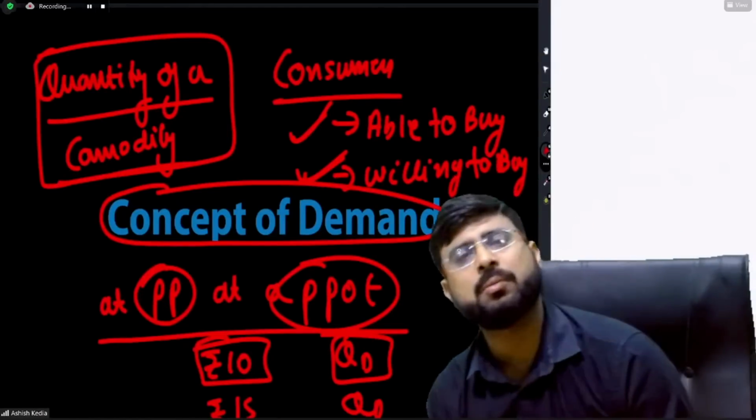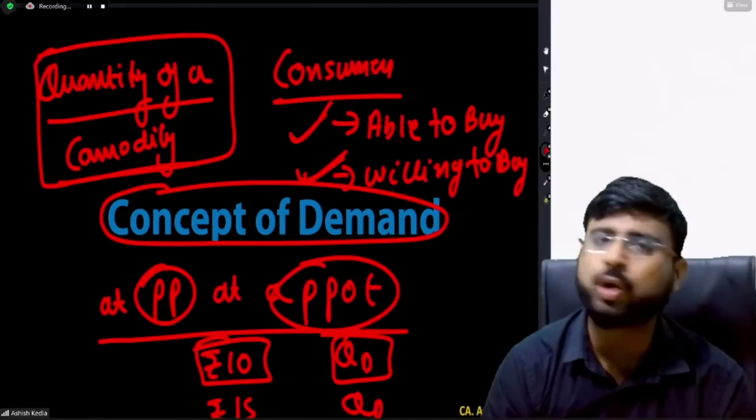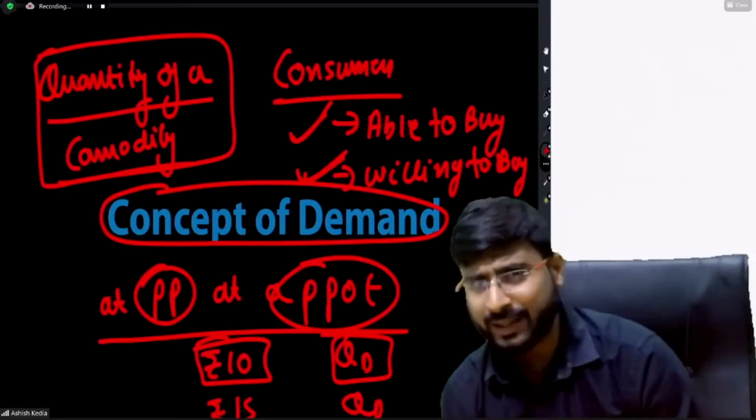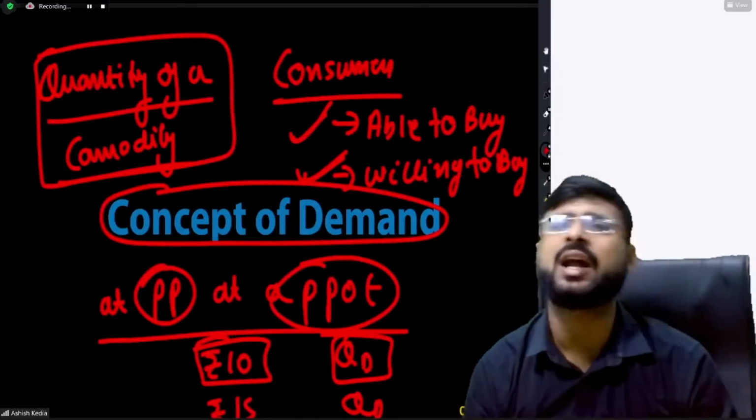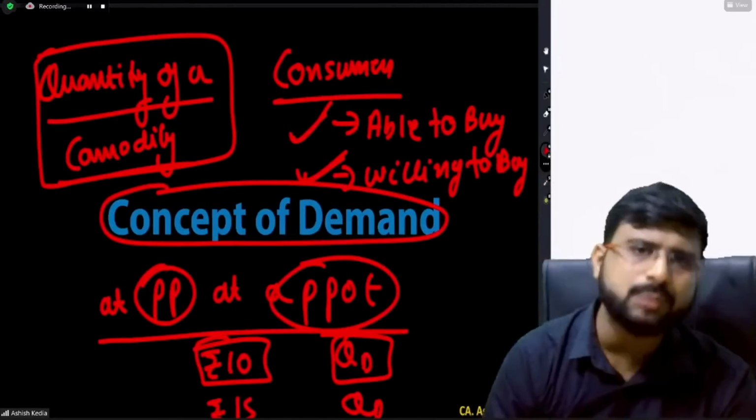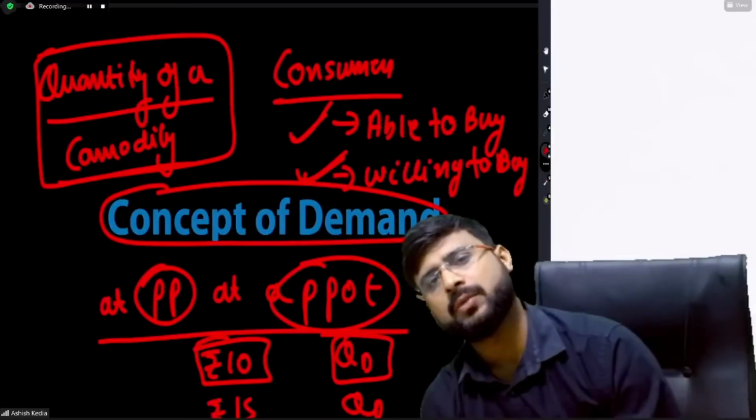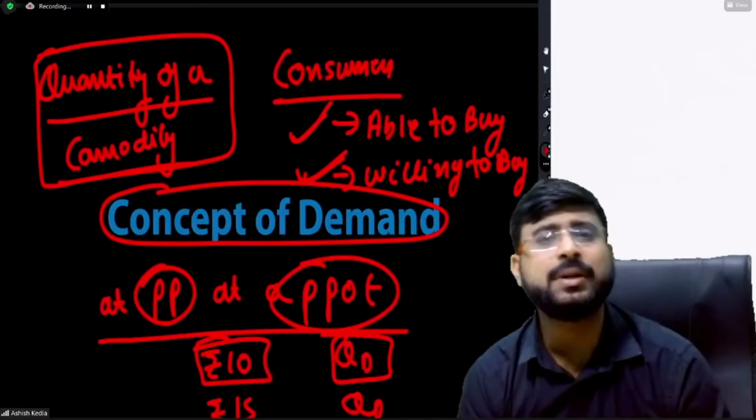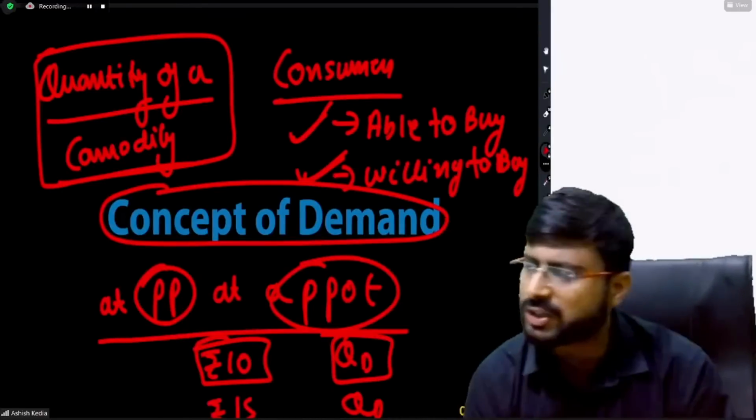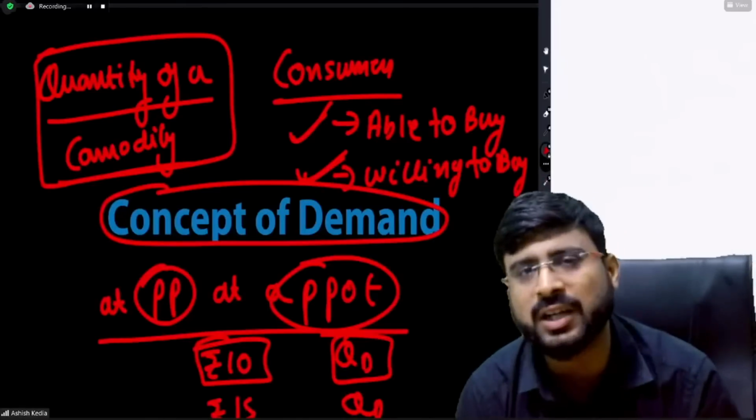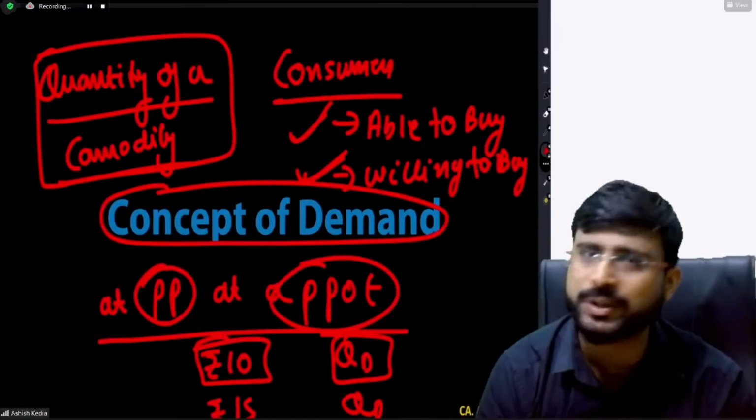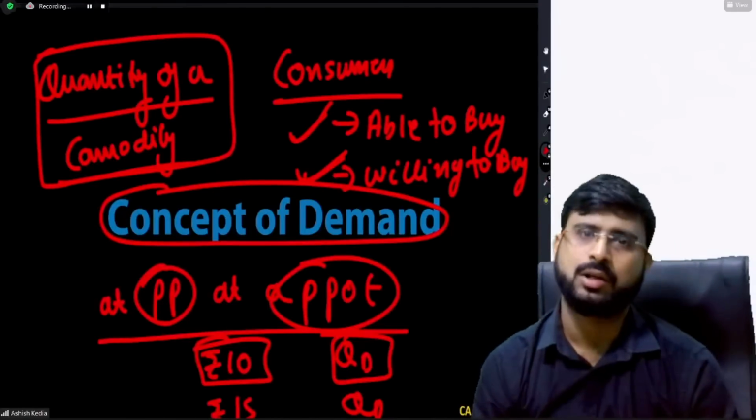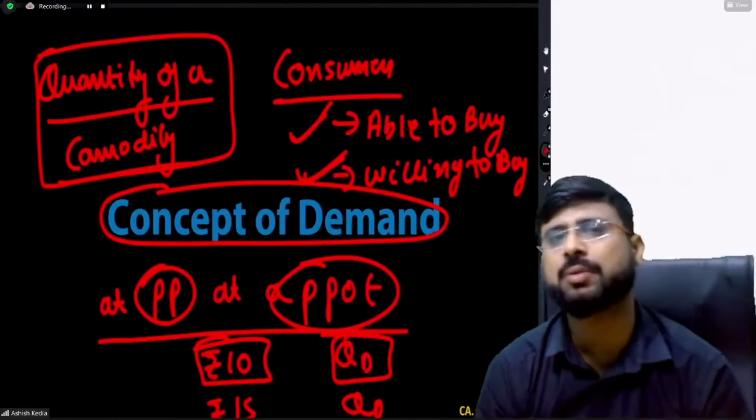So this is what demand is all about: the quantity which consumers are able and willing to buy at a particular price at a particular point of time. What is important? Ability and willingness. If you have understood, please write down in the chat: ability plus willingness. Both should be there when we talk about demand.